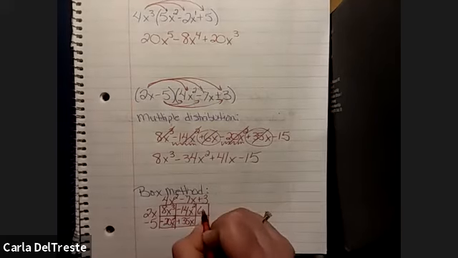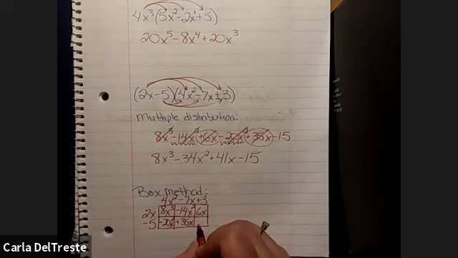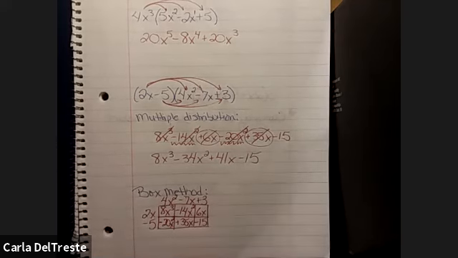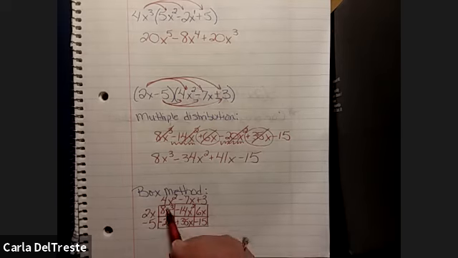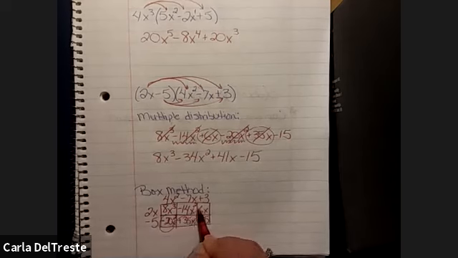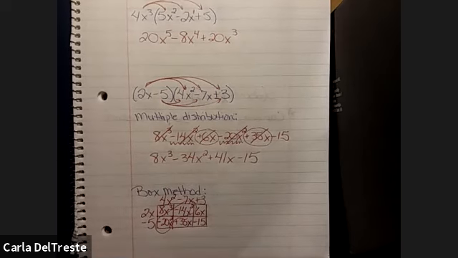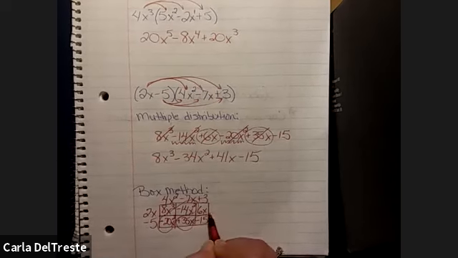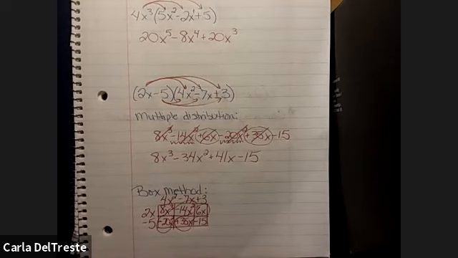This is going to be 6x. This is going to be negative 15. Then I can see that like terms are now in the same vicinity. My x squareds are right here. My x terms are right here. And now I can write my final answer in descending order and also combining like terms.